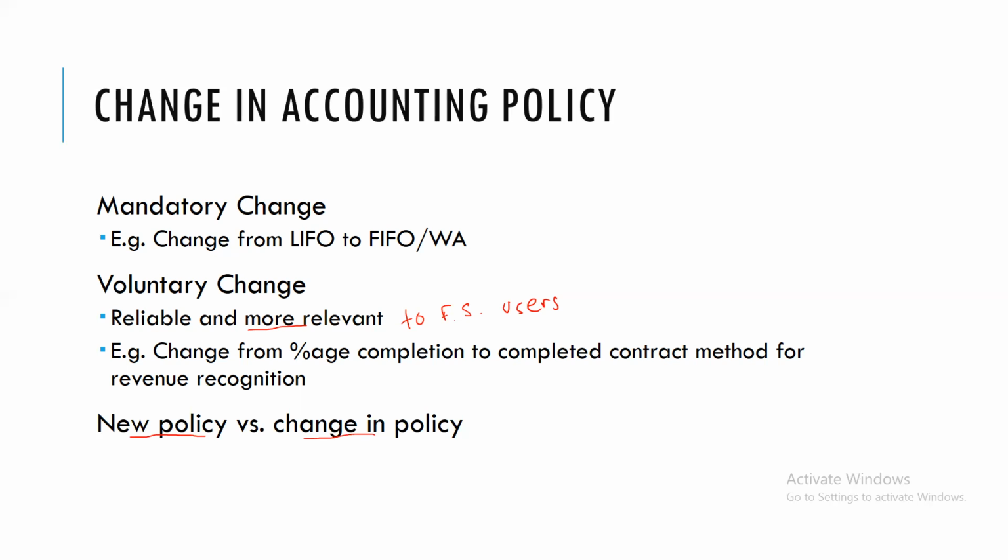So an example of that would be if you're constructing a building for the first time, under ASPE, you need to decide if you want to capitalize your interest cost or you want to expense it. So if they choose to capitalize it, but they've never done that before, it's not like they're changing from expensing it to now capitalizing it, which would be a change in policy. It's a new policy because it's a transaction that they've never done. So make sure you just know the difference between a new policy and a change in policy. This chapter talks about accounting policy changes, not new policies.